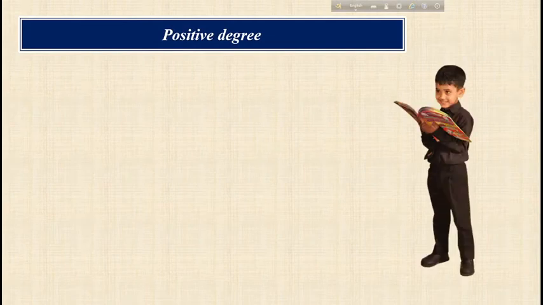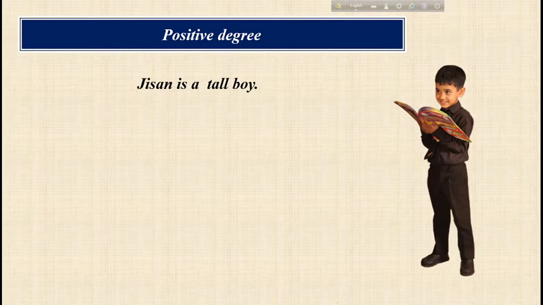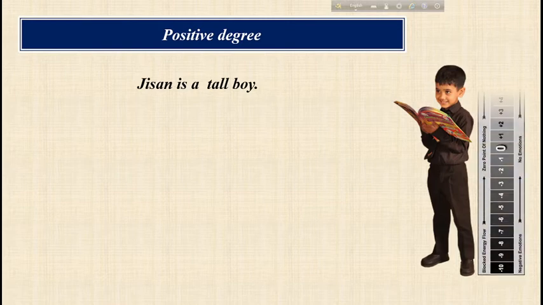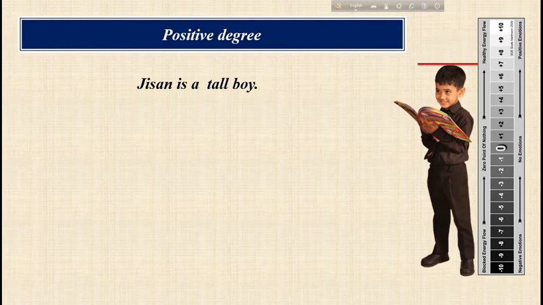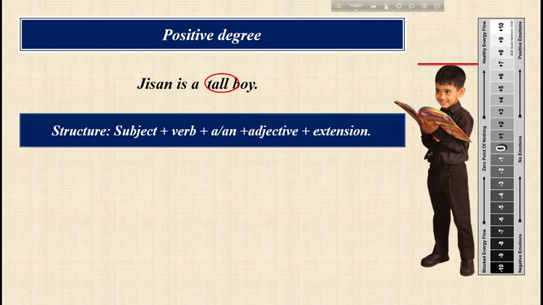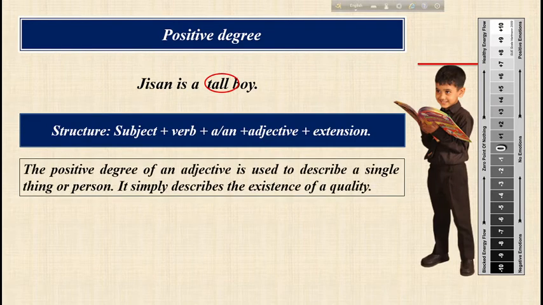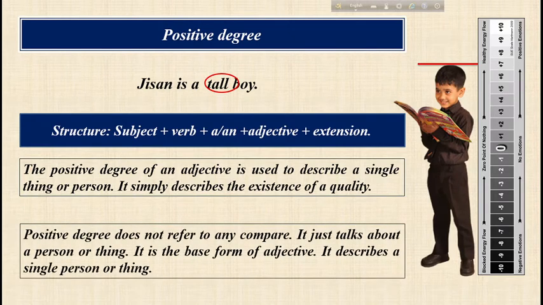Now we will discuss the positive degree. What is the positive degree? Jishan is a tall boy. Okay, dear learners, here we have the adjective tall. The structure is subject, verb, a or an, adjective, plus extension. The positive degree of an adjective is used to describe a single thing or person. It simply describes the existence of a quality. Positive degree does not refer to any comparison. It just talks about a person or thing. It is the base form of the adjective. It describes a single person or thing.